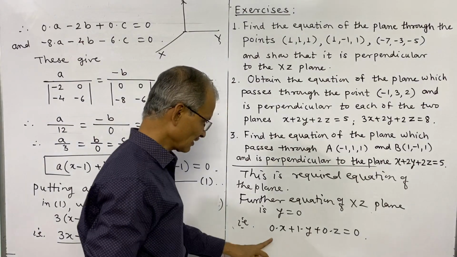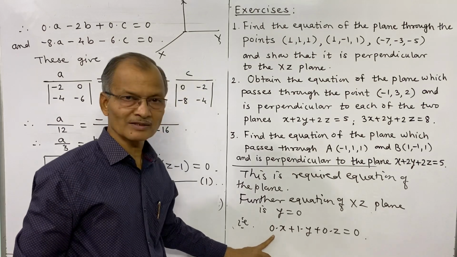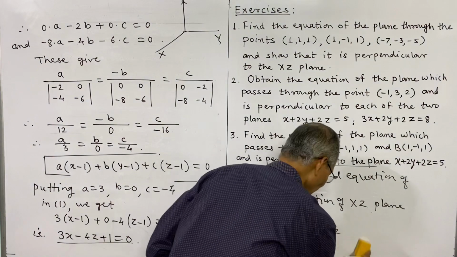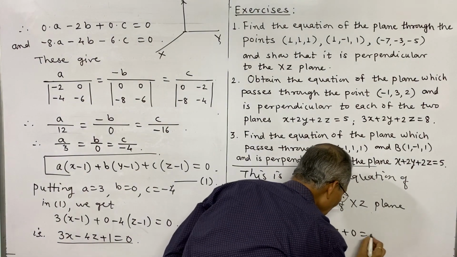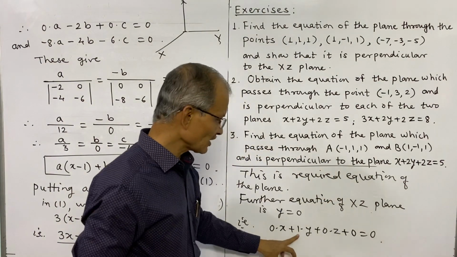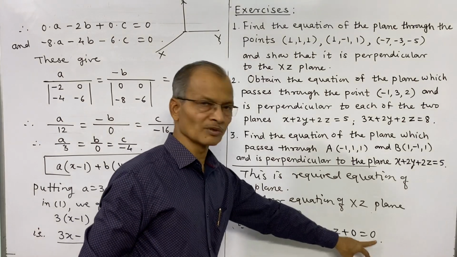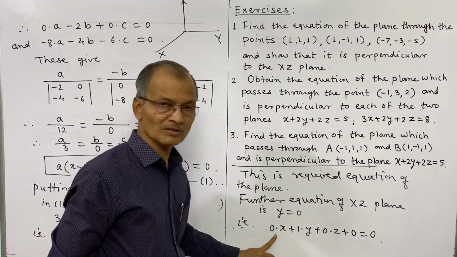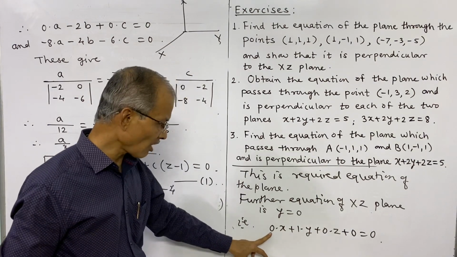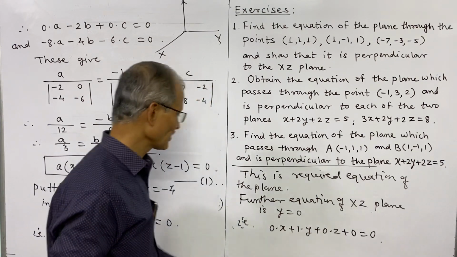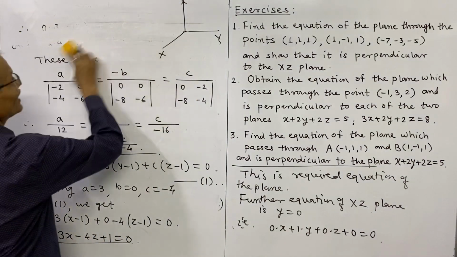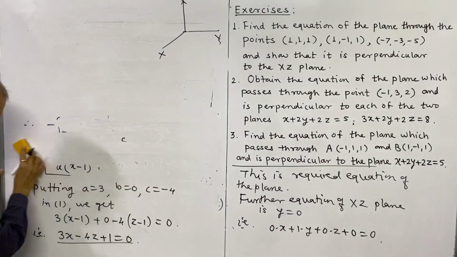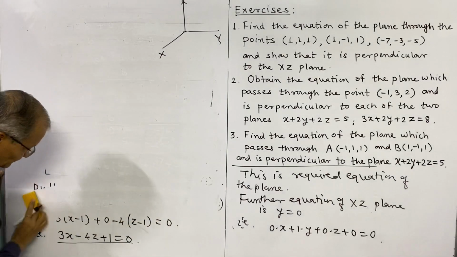Here d is also 0. The general form is A into x plus B into y plus C into z plus D is equal to 0. That's y is equal to 0, and the DRs of the normal will be 0, 1, 0. So to find the angle between them, we use the perpendicularity condition of the two planes.